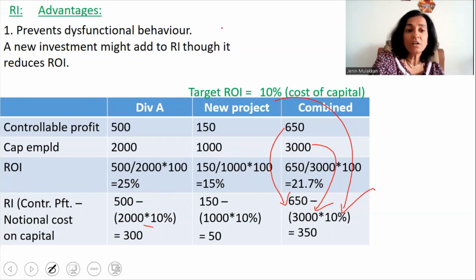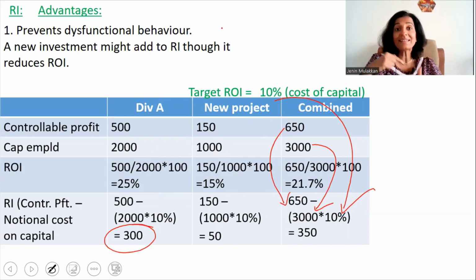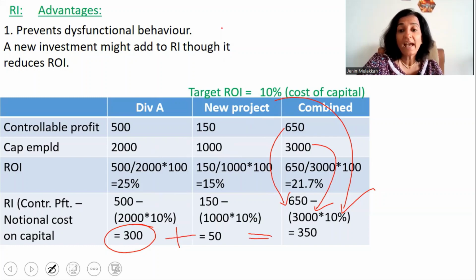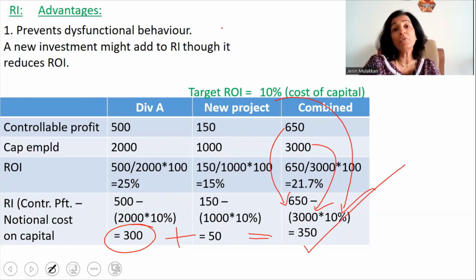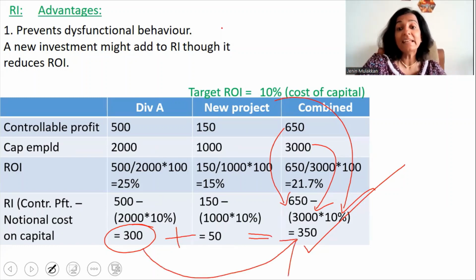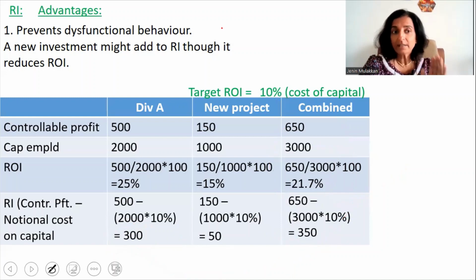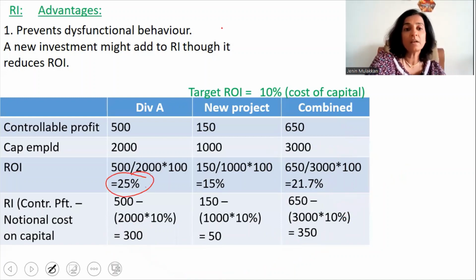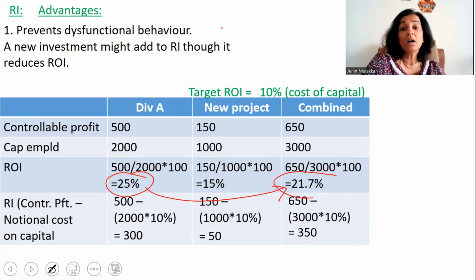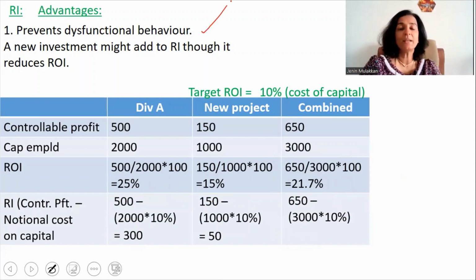So compared to the earlier stage of 300, there is an increase of residual income to the tune of 50, and we get 350 as a residual income after the investment, which means that if the divisional manager is evaluated based on the residual income, then it shows an increase, unlike that of return on investment, where it will show a reduction. So that is why it is said that it prevents dysfunctional behavior.